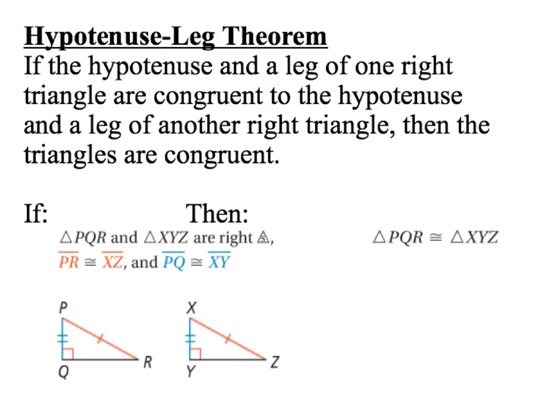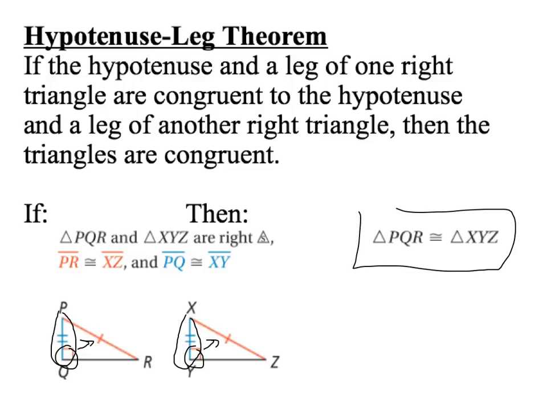So my theorem is this. If I have two right triangles, I first have to know that they're right triangles, and I know that my hypotenuses are both congruent, and I have a separate leg that is congruent. Then I can prove that the two triangles are congruent, and my shortcut would be hypotenuse leg. You can only use this in right triangles, only right triangles.